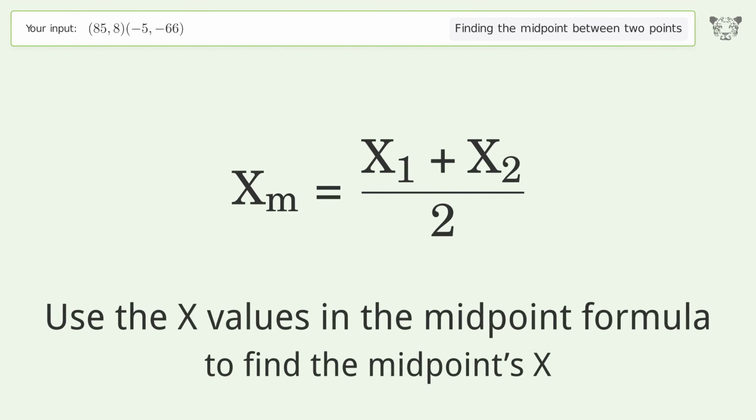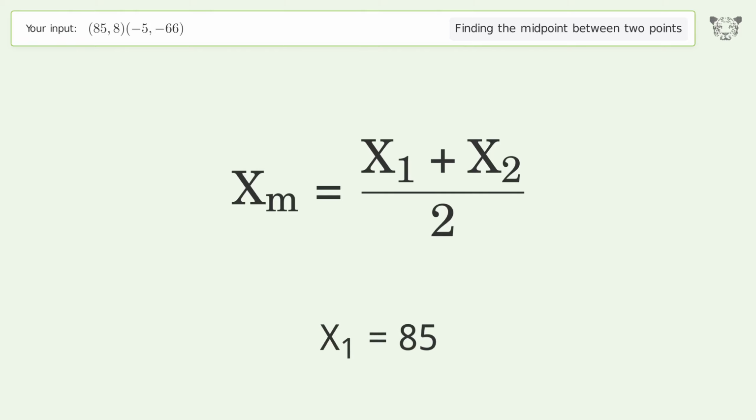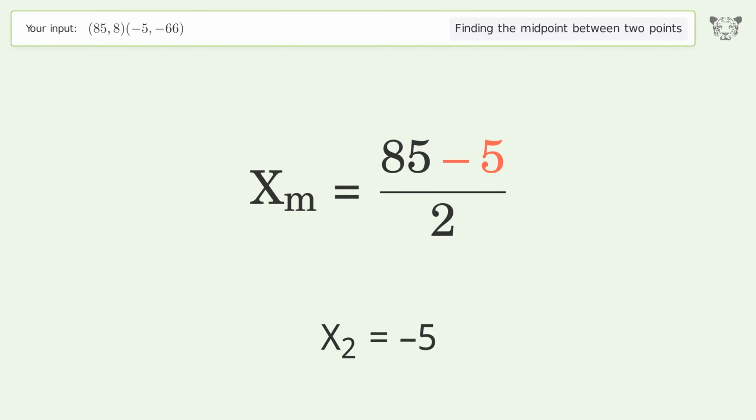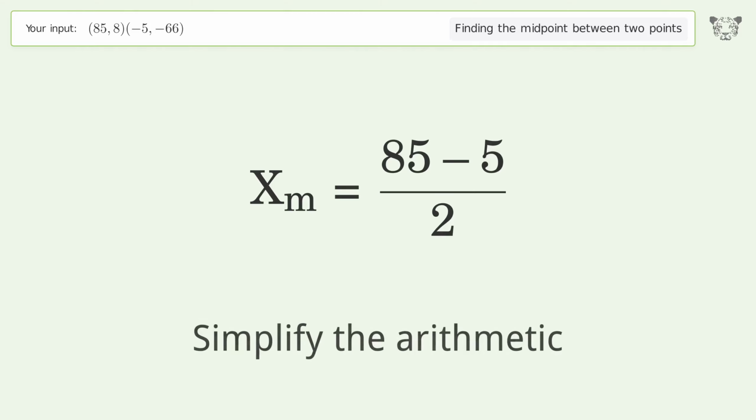Use the x values in the midpoint formula to find the midpoint's x. x1 equals 85. x2 equals -5. Simplify the arithmetic.